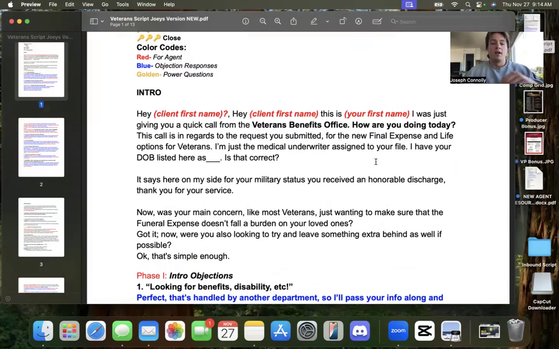All right. So in the very beginning, and again, I'm going to go into more detail with this. I'm going to do the introduction video and same for the rest of the script. But I'm just going to read this off as I would read to a client just to give a quick overview of the script, right? So I'm going to read it how I say it to a client. So, hey, Bob. Hey, Bob, this is Joseph. I was just giving you a quick call here from the Veterans Benefits FFL. How are you doing today, sir?